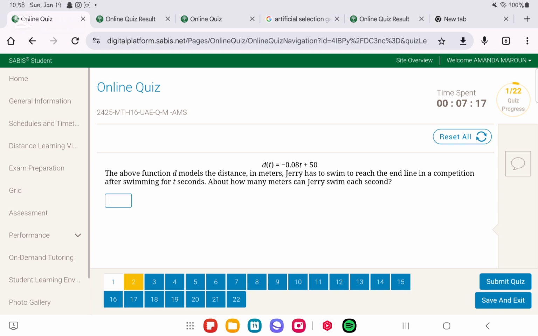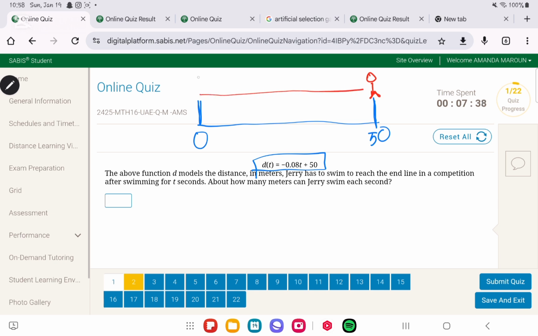So we can apply this in two ways. Either the first way, you will say that this is the starting point, which is 0, and this is the ending point, which is 50. And based on the function, we can say that Jerry is located at the end point. Okay, so Jerry has to swim from the end point backwards.